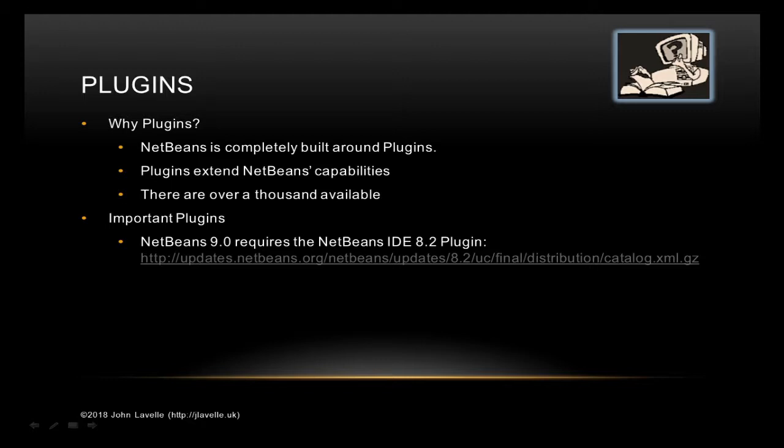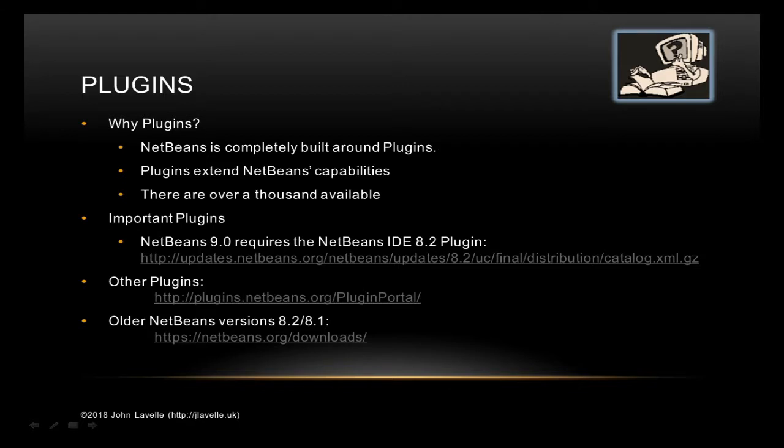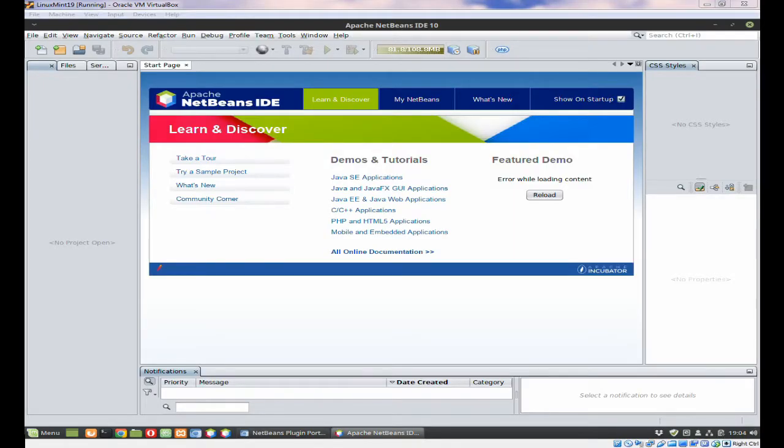There are other plugins available. As I said, there are over 1,000 available, and you can get these from the plugins.netbeans.org plugin portal. And you can search for the plugins that you want. If you decide that you don't want NetBeans 9 or NetBeans 10, then you can go for the older NetBeans version, NetBeans 8.2 or 8.1, and again you can get these from netbeans.org/downloads.